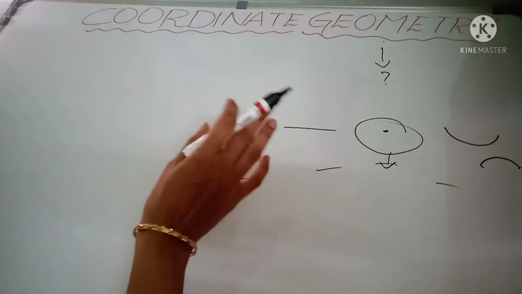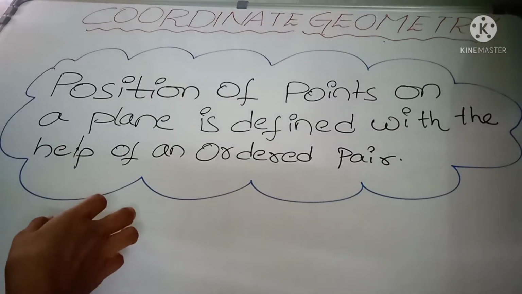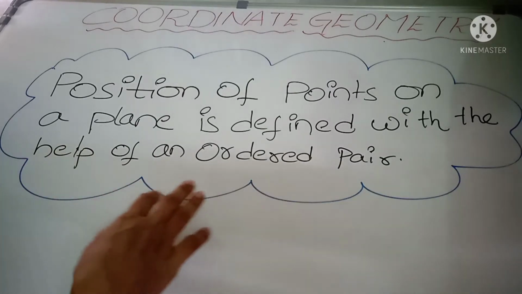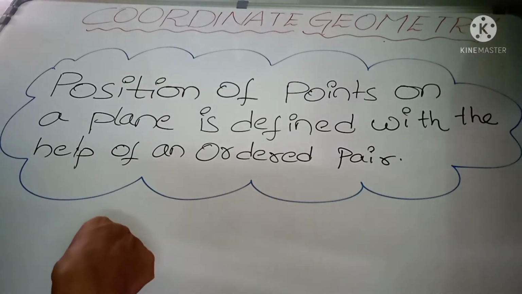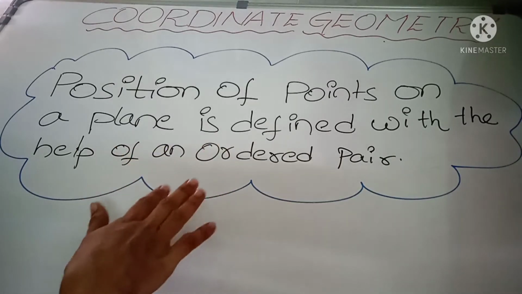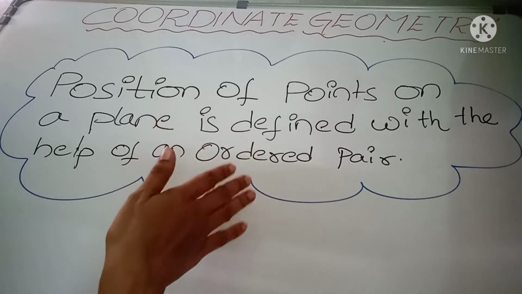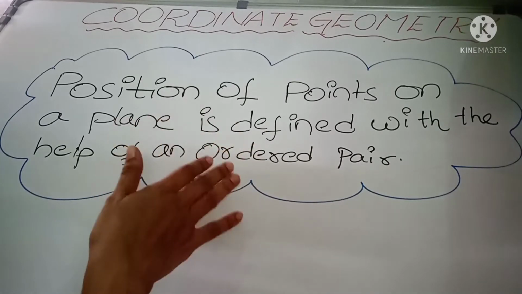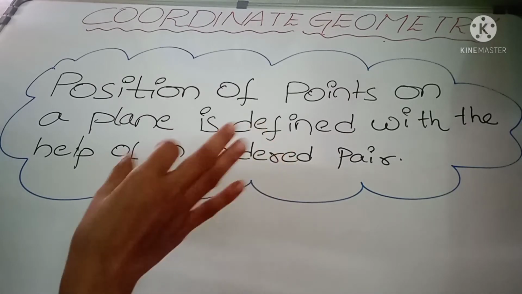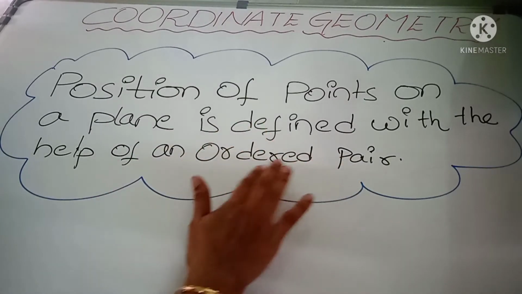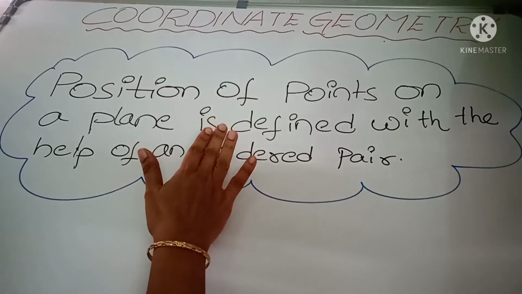So simply, what is coordinate geometry? The position of points on a plane is defined with the help of an ordered pair. If you want to define the position of points on the plane, we use ordered pairs.